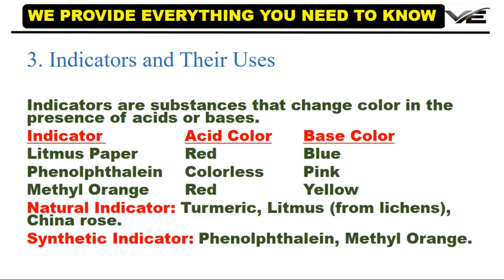Indicators and their uses. Indicators are substances that change color in the presence of acids or bases. Litmus paper: red in acid, blue in base. Phenolphthalein is colorless in acid, pink in base. Methyl orange: red in acid, yellow in base. Natural indicators are turmeric, cyanurose, litmus, etc. Synthetic indicators are phenolphthalein and methyl orange.